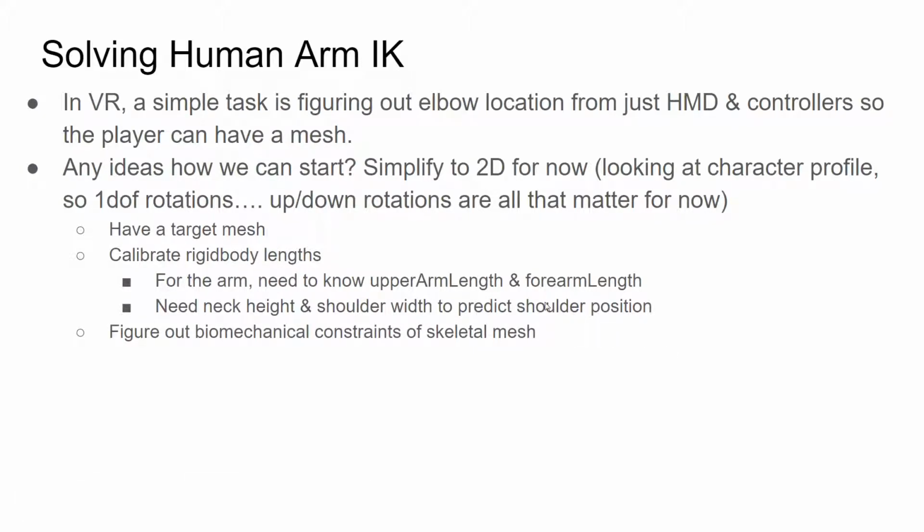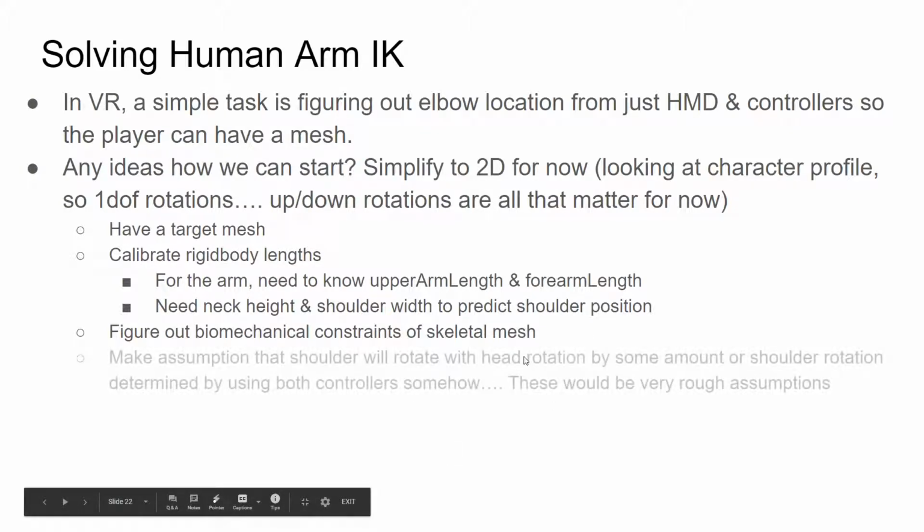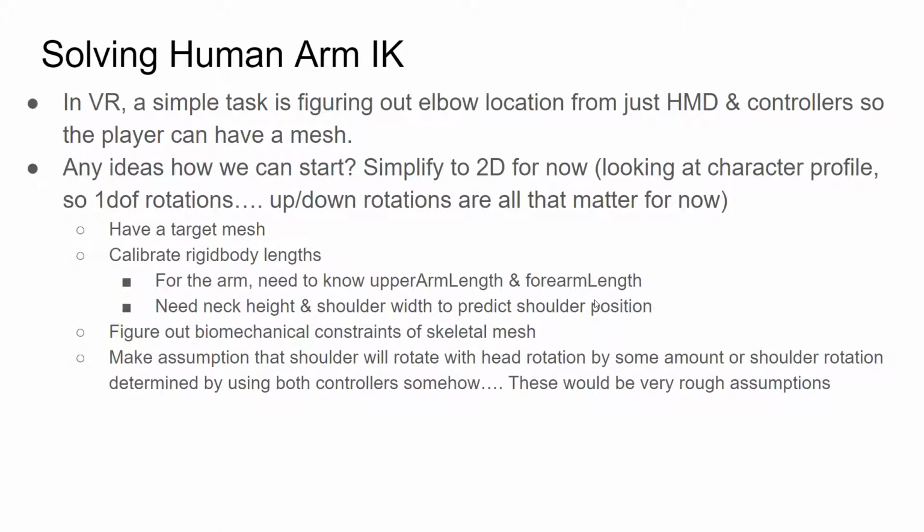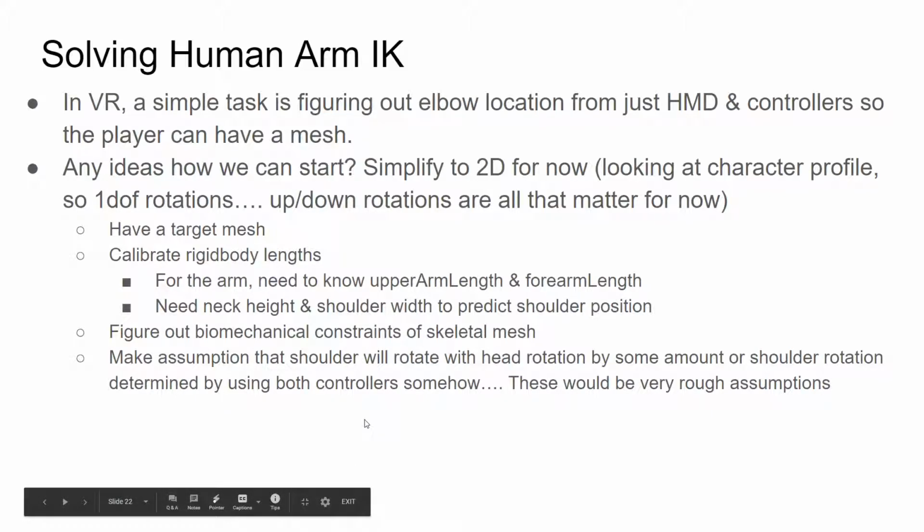Then you might want to figure out the biomechanical constraints of the skeletal mesh itself. I'll show you some more images that make this clearer, but you might also want to make some assumptions, like for example the shoulder will rotate with head rotation. Or another thing you could do is try to orient the shoulder based on where the controllers are. But again, these would just be very rough assumptions. And you might have seen in games like Boneworks that it's a good enough assumption. I mean, how often do you really see your shoulders in real life if you're not in front of a mirror?